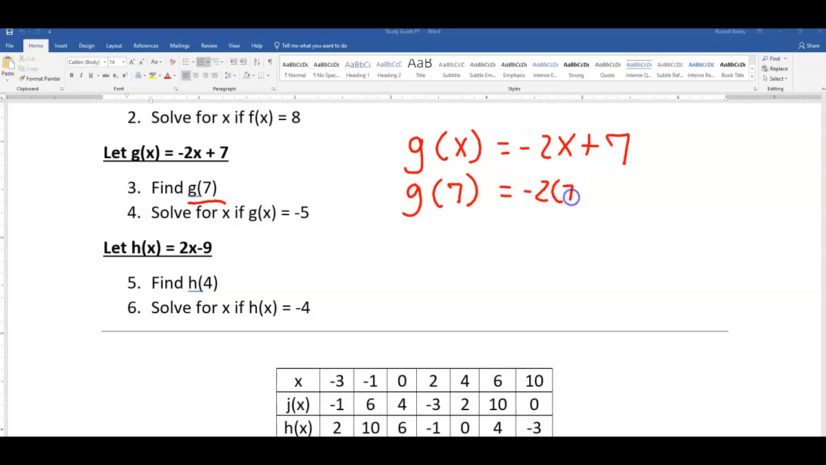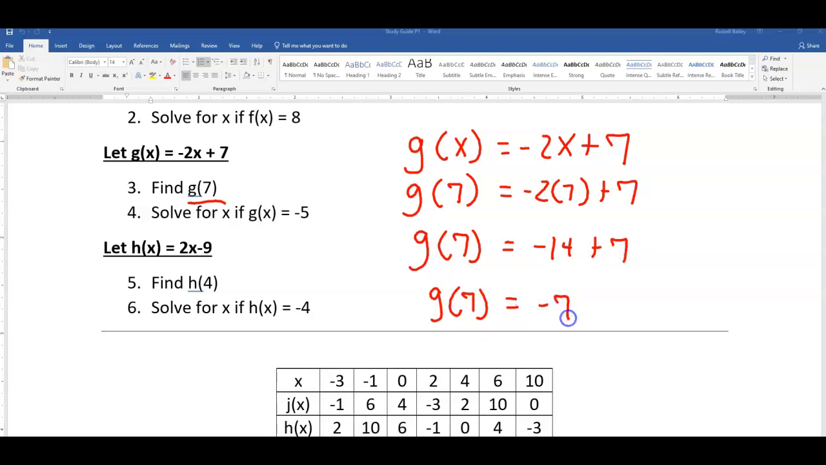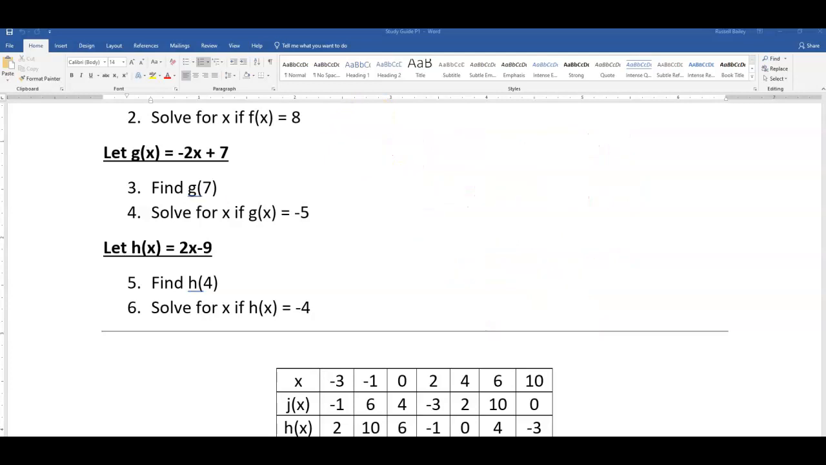And so whatever I do on one side, I do on the other as well. And so after that, on the right side, I just need to do my math. So I do multiplication and addition, and I should end up with my final answer there. Negative 7 is my final answer. All right, so that's number 3. Let's go ahead and take a look at number 4.